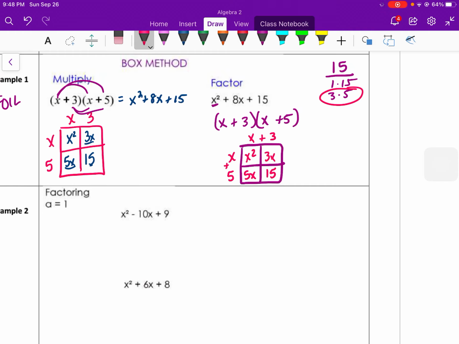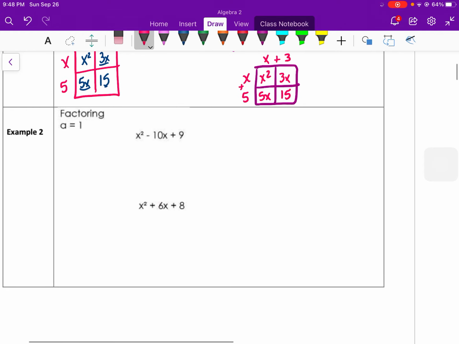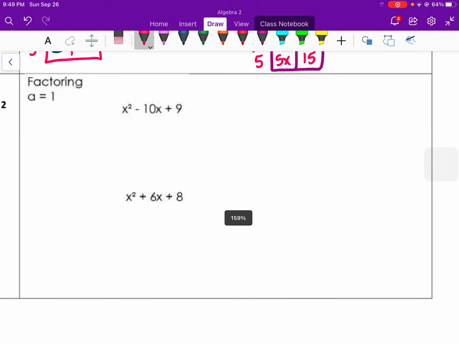So the box is just another way to organize that factoring problem. Factoring is a challenging concept because it requires you to think in reverse of multiplying. So the box is a good way to organize those thoughts. I'll do a combination. When a equals 1, it's easier to factor, and the box really isn't as necessary. But tomorrow, when your leading coefficient a is not 1, the box is going to be a really good method.